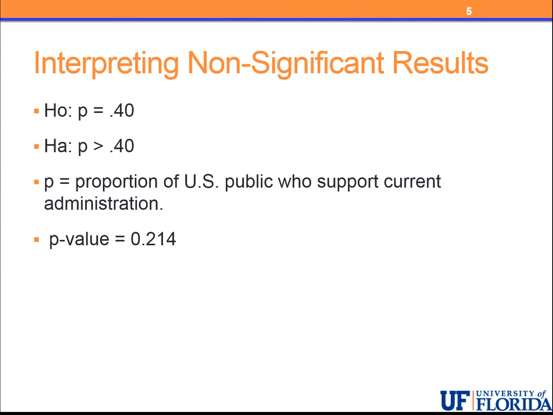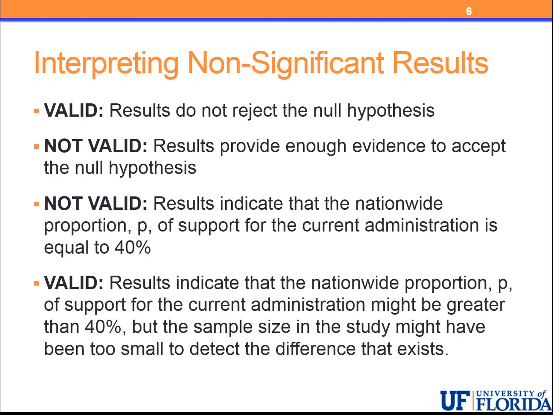Now let's look at a few statements and discuss some invalid conclusions to avoid. There are correct ways to think about results which are not significant, and there are a few common misperceptions. It is valid to say that the results do not reject the null hypothesis. It is not valid to say the results provide enough evidence to accept the null hypothesis. It is not valid to say that results indicate that the nationwide proportion p of support for the current administration is equal to 40%.